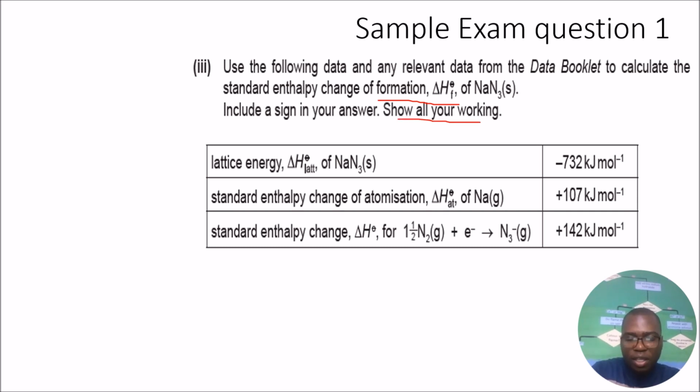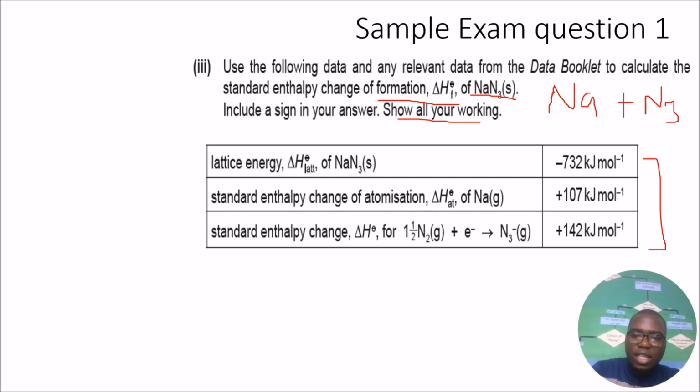Show all your working. So they've given us these values that are here, and then we are trying to calculate for this one. So again, as you can imagine, we have sodium on one end here, and then we have N3 on the other end here. That's how they came up with NaN3. So this is what we have.